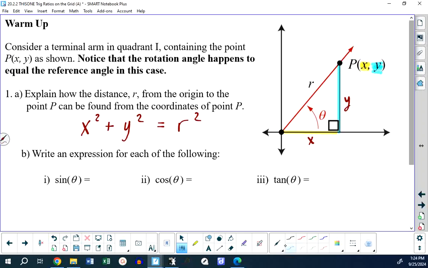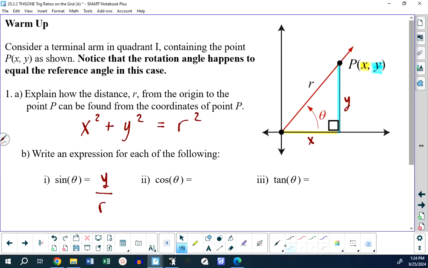So based on this triangle that we're looking at, what is the sine of the rotation angle? Well, it's opposite over hypotenuse. But opposite over hypotenuse is a grade 10 idea. What is it here? It's y over r.